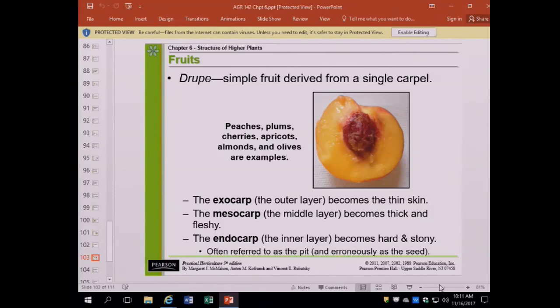And then the endocarp, that's the inner layer that becomes the hard, stony, what we call the pit of a drupe fruit. So the endocarp is the seed of a peach or a cherry or an apricot. Quite often the pit is referred to as the seed, but the seed is the ovule that is in the center portion of this endocarp.